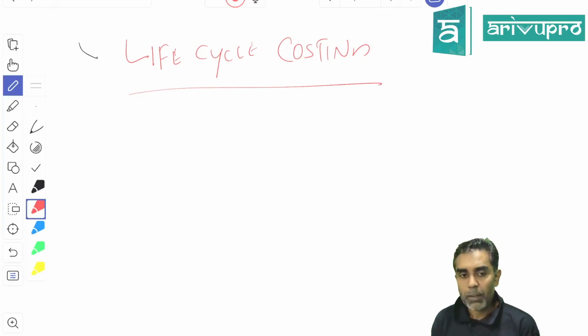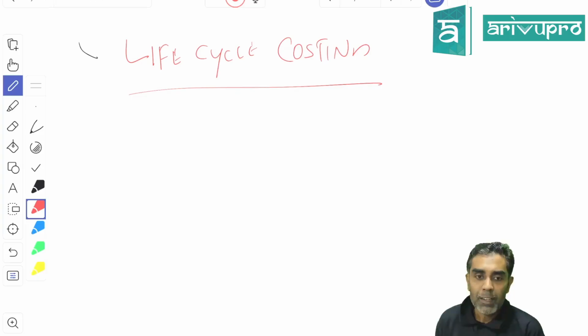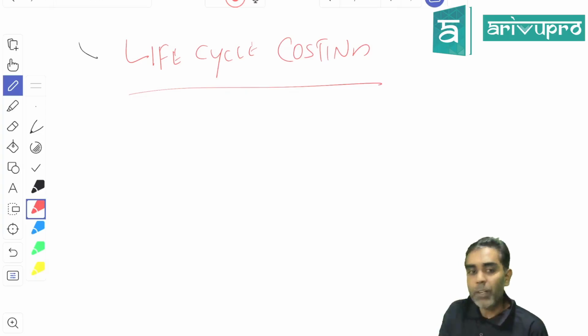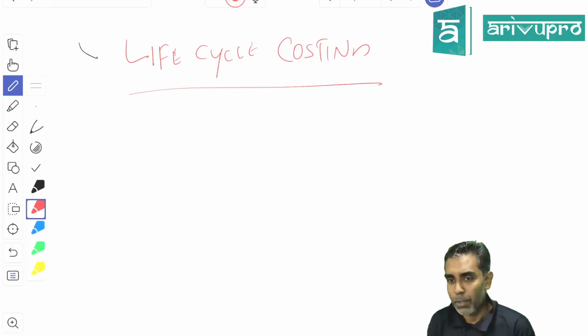Then we talked about absorbed overhead. Then we talked about under or over absorption. How to calculate under or over absorption? Actual overhead minus absorption, or absorption minus actual. Either way, it can be used. Then I explained the way of finding under or over absorption. Whenever absorption is more, it is over absorption. When absorption is less, it is under absorption.